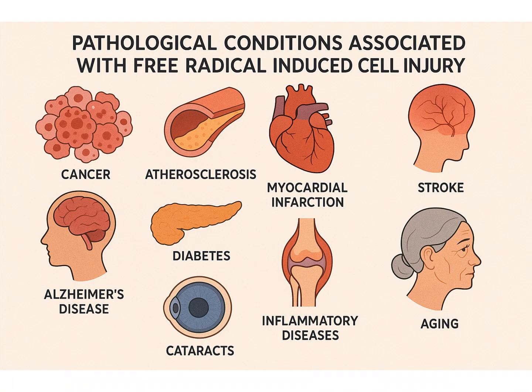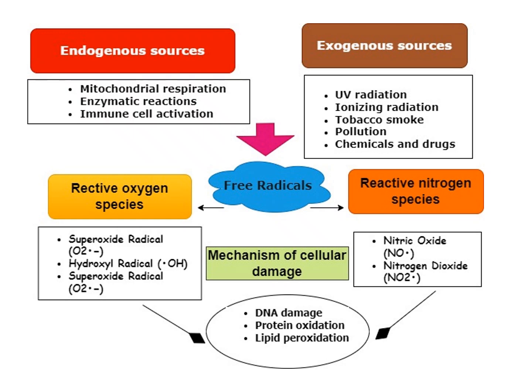What are the various pathological conditions associated with free radical induced cell injury? It has a role in cancer, atherosclerosis, myocardial infarction, stroke, Alzheimer's disease, diabetes, cataract, inflammatory diseases and aging. And a lot of research is being done on reactive oxygen species and their role in various mechanisms. So this is the gist of reactive oxygen species. There are endogenous sources and exogenous sources, ultimately leading to free radical formation, which can be reactive oxygen species and reactive nitrogen species, ultimately leading to cell damage by DNA damage, protein oxidation and lipid peroxidation.